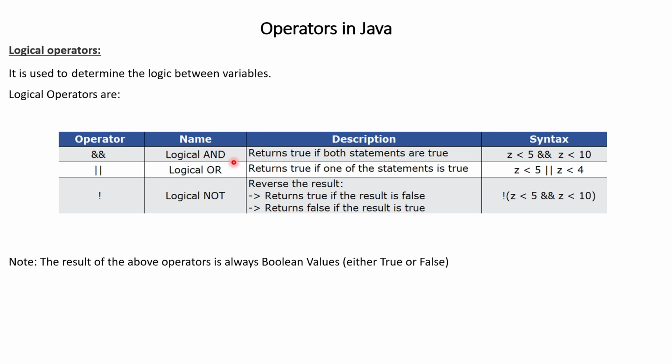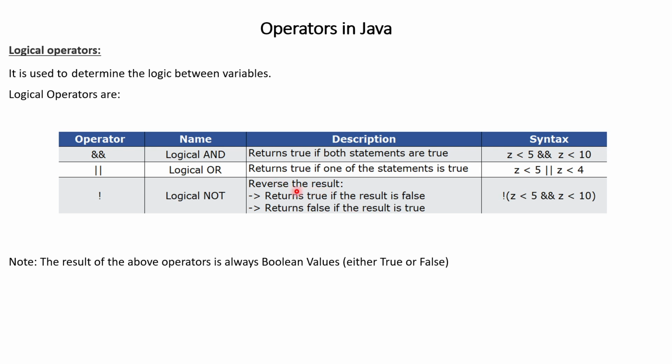First, we have logical AND, which returns true if both the statements are true. So in the logical AND operator, if the first statement, which is on the left hand side of that operator, is true and the right hand side is also true, then only it returns true. The logical OR returns true if one of the statements is true. So this is the OR operator. If, of the left hand side and the right hand side, one of the statements is true, then it returns true.